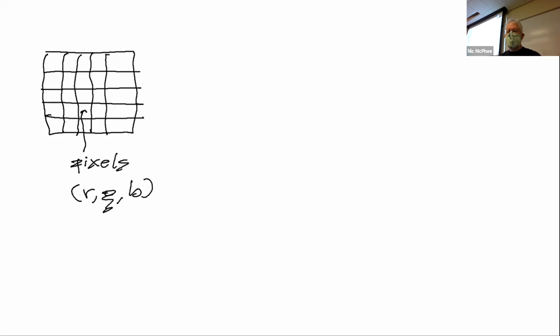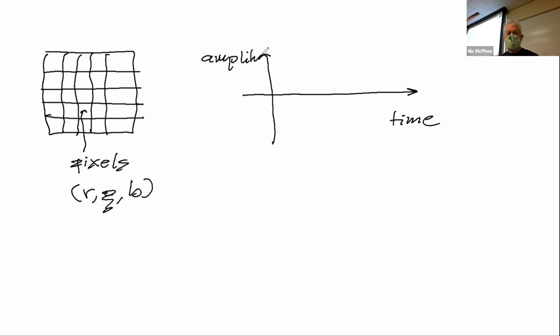Now, we've got to do the same thing somehow with sound. And it turns out it's actually very similar. So you have probably seen sound wave pictures before in your life, where you get some sort of sound wavy kind of thing. Amplitude. And this represents the amplitude over time.